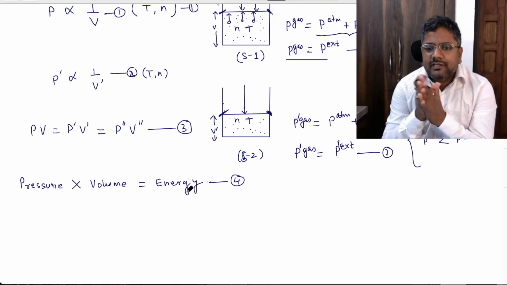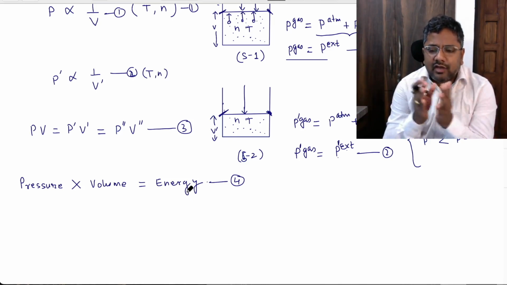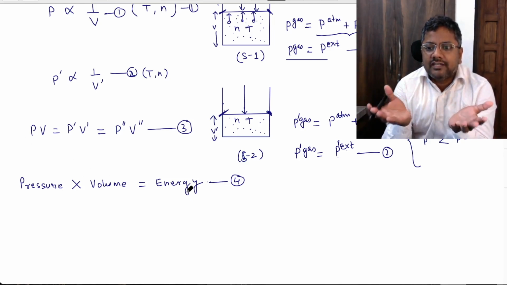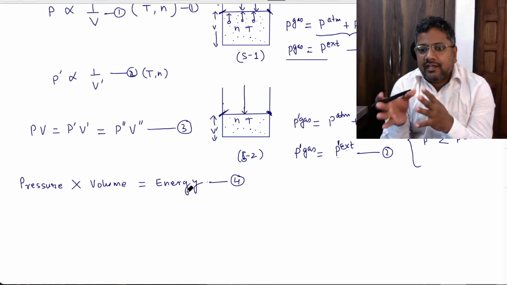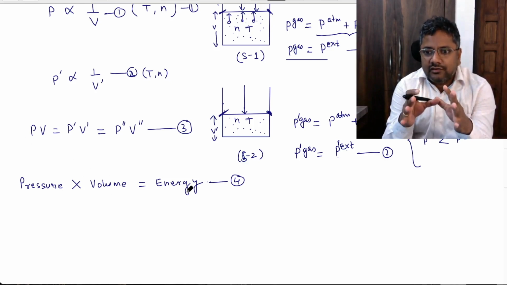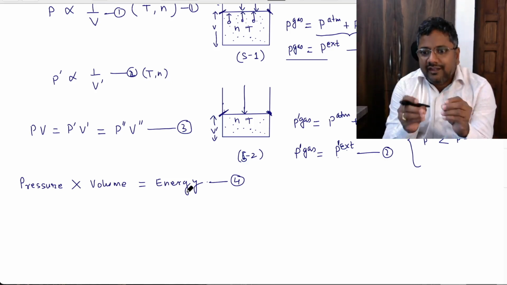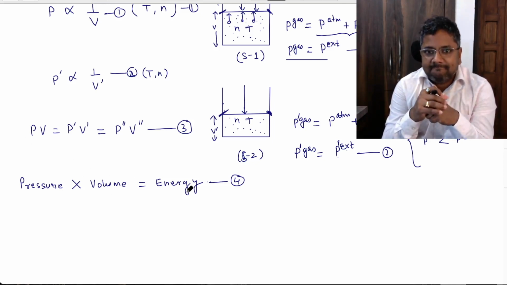So sometimes we can also say that this Boyle's law is basically the law of energy conservation, and energy will be conserved till T and N are constant. Means energy depends on what? N and T, not on changing P and V, right?